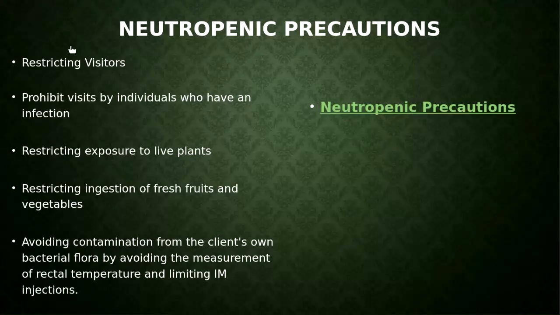Neutropenic precautions. We've talked about this in fundamentals. In fundamentals, we talked about having to protect some people that had a really low white count. You have to protect those people. So you restrict those visitors, restrict those live plants, no fresh fruit or vegetables. So neutropenic precautions, and this is just a link to a video explaining neutropenic precautions and how you proceed with those.